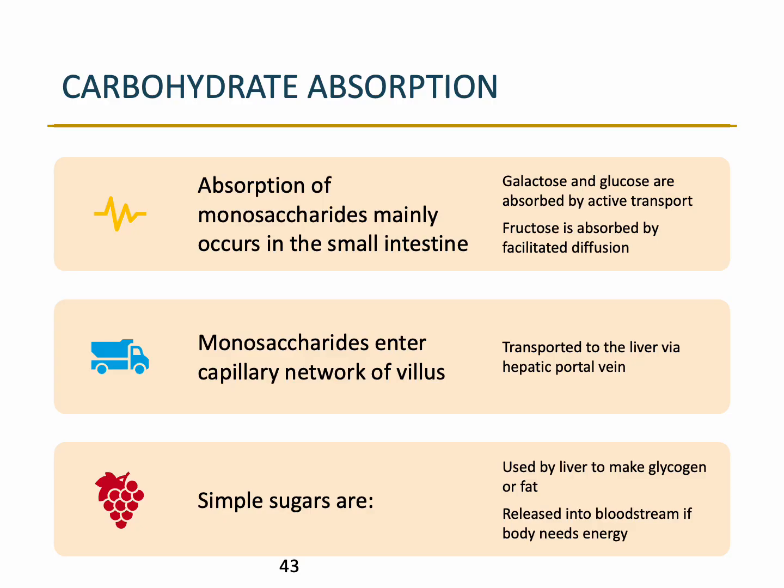So absorption of monosaccharides mainly occurs there in the small intestine. Once they're in those single units, they can cross into our bloodstream. They join into the capillary network and they're transported to the liver via the hepatic portal vein.